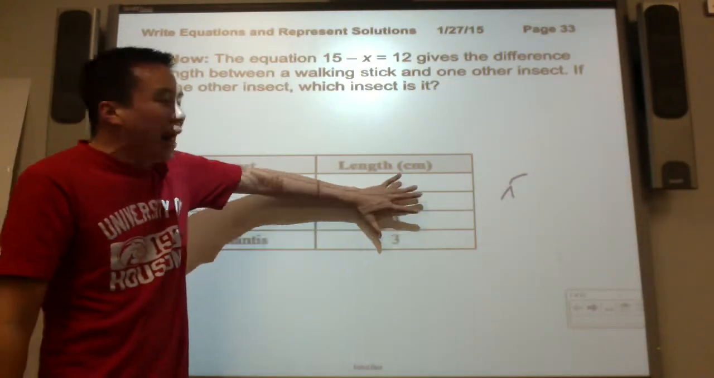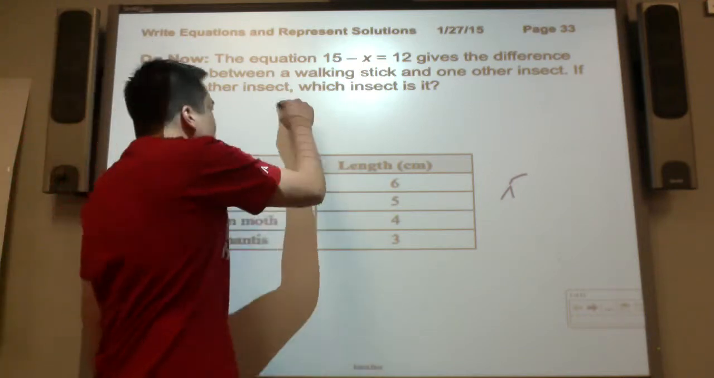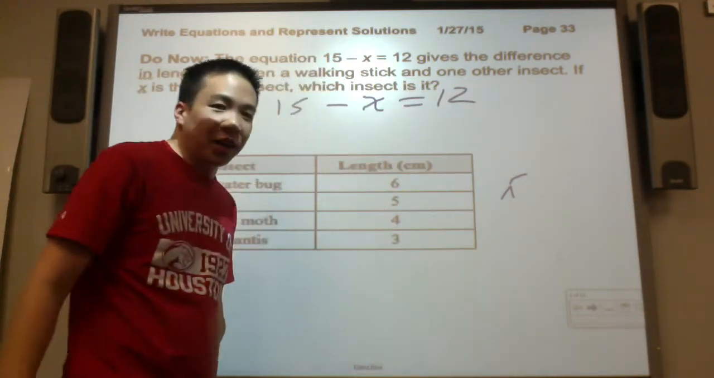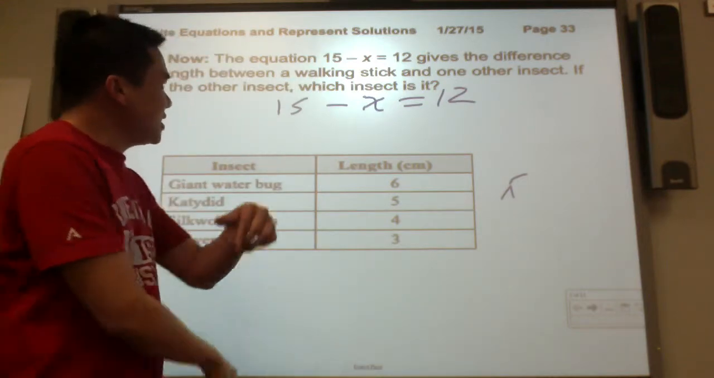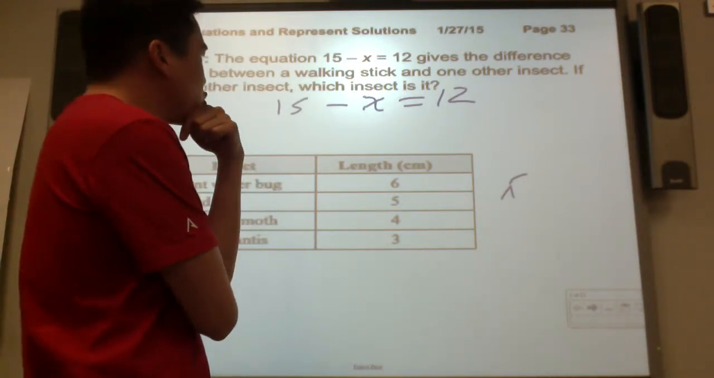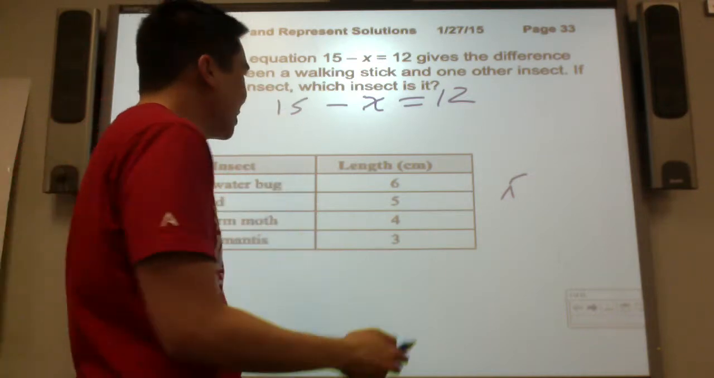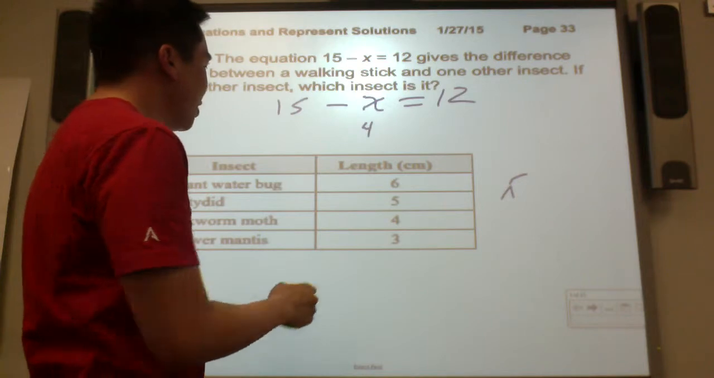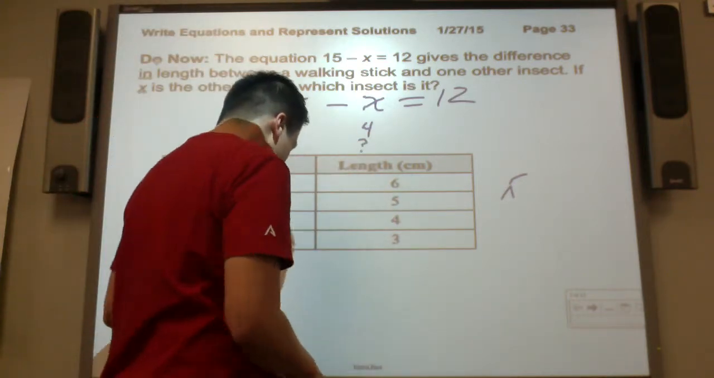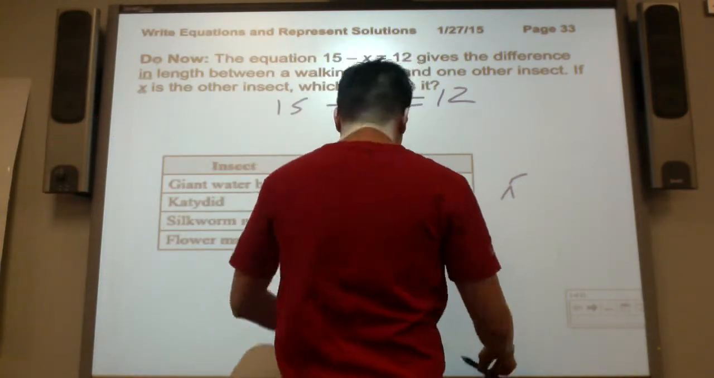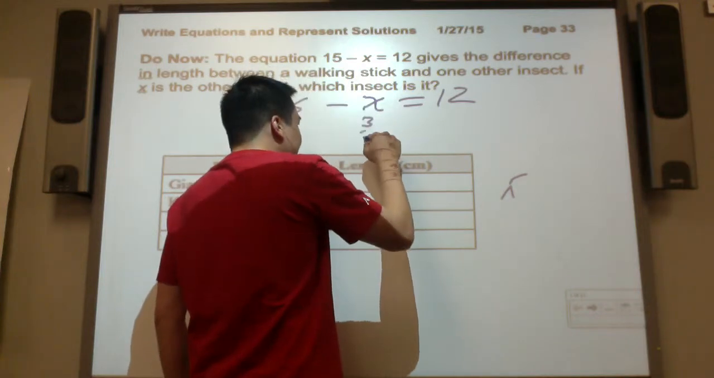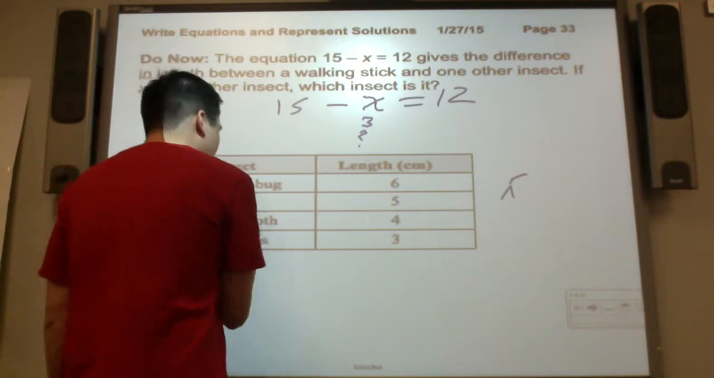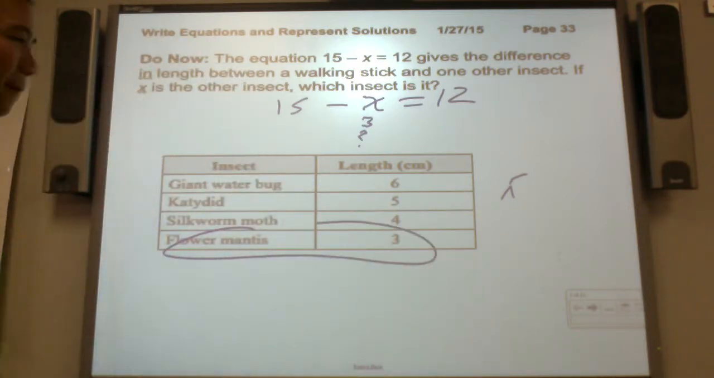Let's see if we can solve it without looking at our table. So we're going to use guess, check, and revise. 15 take away a number will be 12. My guess is 4. 15 take away 4 is 11. Let me put a question mark here. I don't think so. So let me take another guess. 15 take away 3 is 12. It is 3. So the insect is the flower mantis.